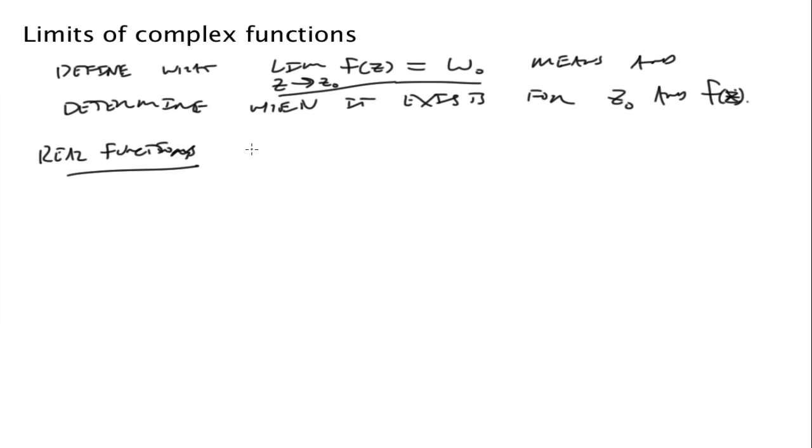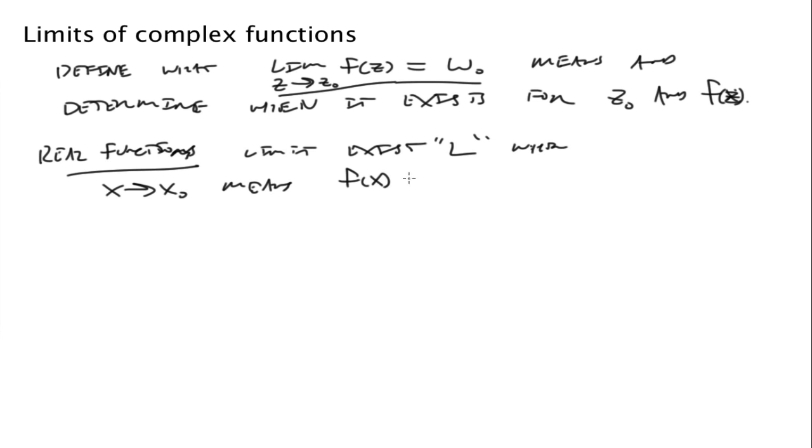So let's go back to real variables. And what we know from this is that essentially a limit exists, L, that'll be the value of the limit, if x going to x naught means f of x gets nearer and nearer to L. Okay, and it gets arbitrarily close.